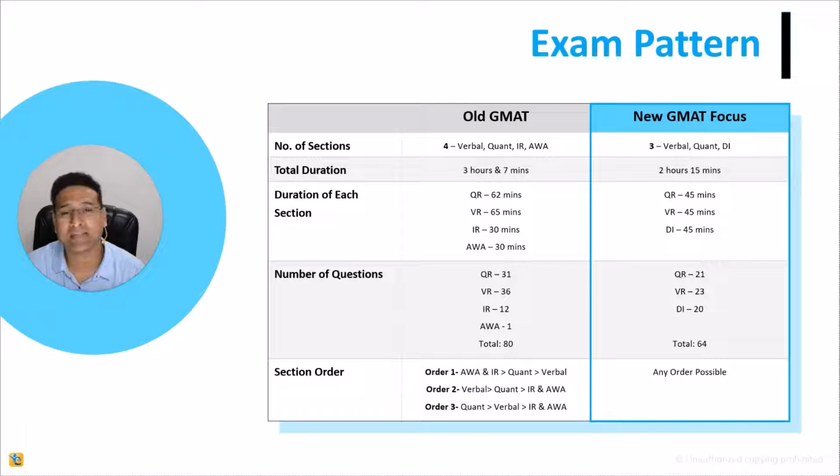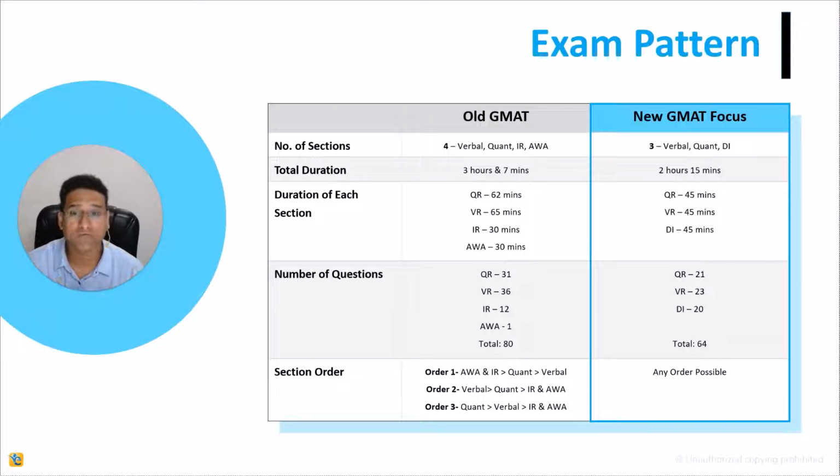First, let's begin by discussing the changes that have been made to the pattern of the examination. Now, in the older GMAT, there used to be 4 sections: verbal, quant, integrated reasoning, and analytical writing assessment or essay writing. In the new GMAT Focus, there are only 3 sections: verbal, quant, and a brand new data insights section. As a result, the total duration of this exam has reduced from 3 hours and 7 minutes to 2 hours and 15 minutes. That's almost a 28% reduction in the total duration of the test.